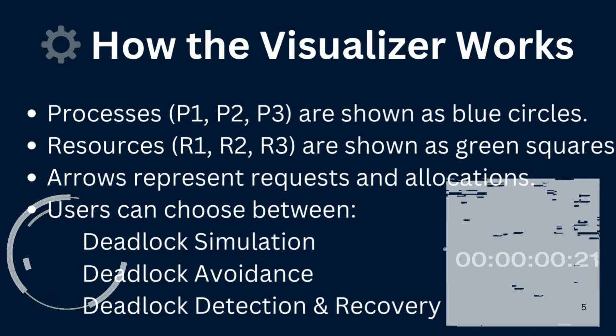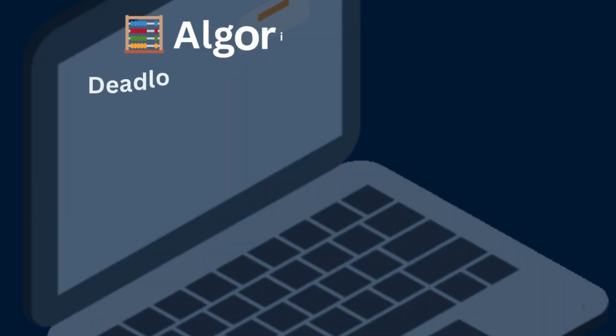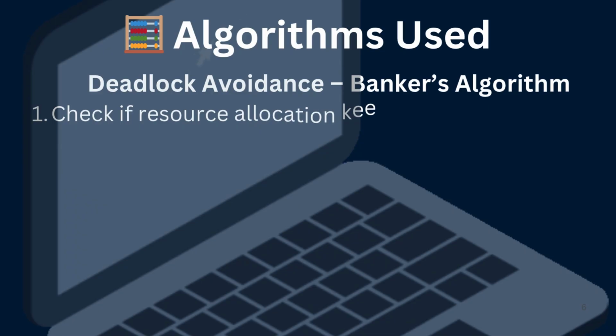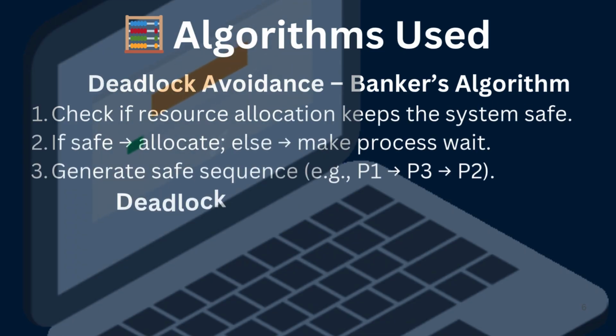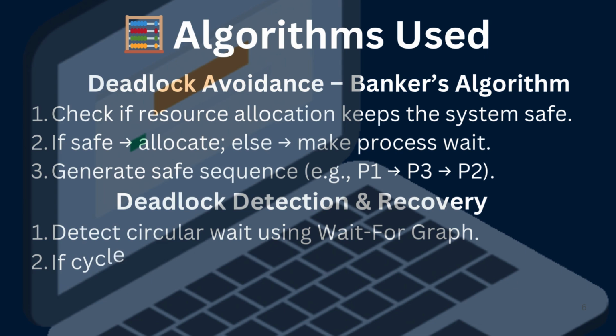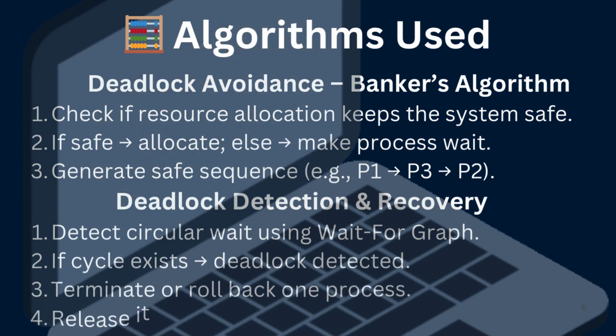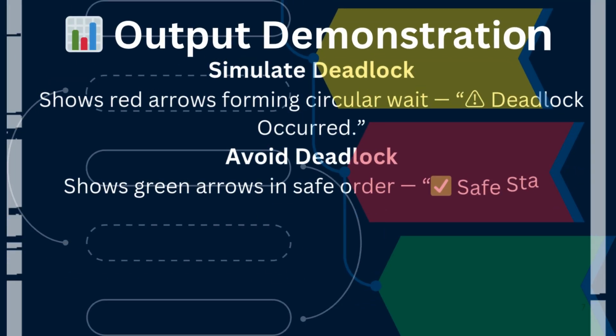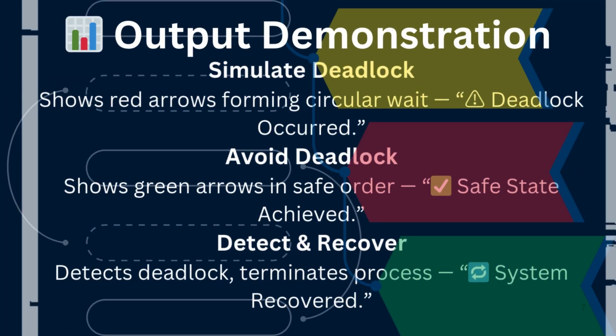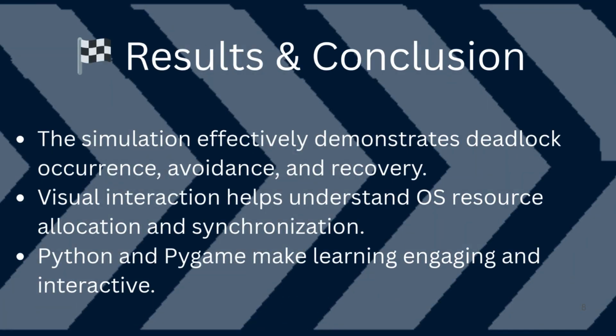In simulation mode, red arrows show a circular wait and display the message, "Deadlock occurred." In avoidance mode, green arrows show a safe sequence with the message, "Safe state achieved." And in detection and recovery mode, the deadlock is detected, a process is terminated, and the system displays, "System recovered successfully." Our project effectively demonstrates how deadlocks occur, how they can be avoided, and how the system can recover.